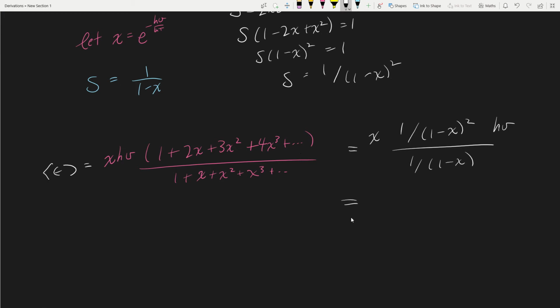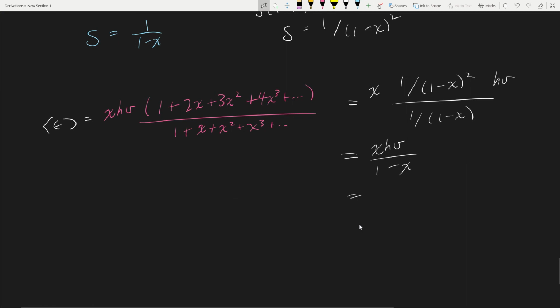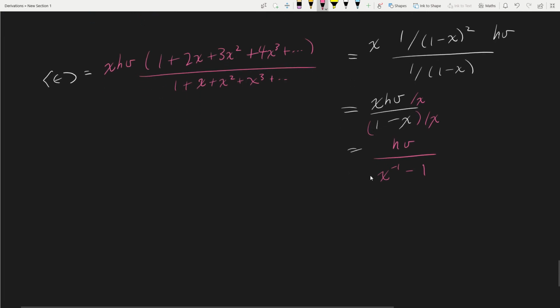Of course, this just leaves us with x h nu over 1 minus x. We're going to divide the x out on top and bottom. So we're going to divide by x, divide by x, and we get h nu over x to the negative 1 minus 1. Some of you who are familiar with the result will realize that this equation is of enormous importance. So remember that x was equal to e to the negative h nu over kT.